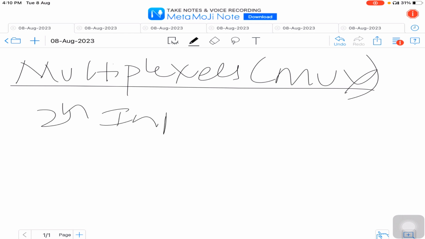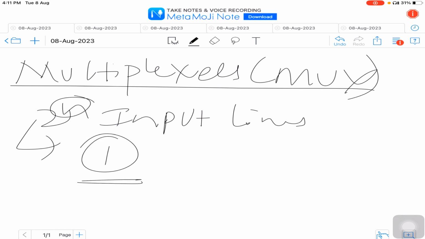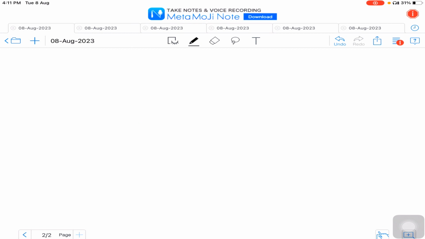lines. So, input here is 2 to the power of n by an n bit address. So, this is the n bit address here and its output line. The number of outputs will always be 1 here. So, what we have to underline is that regardless of the number of inputs, the output will always be 1. There are different examples of multiplexers like 2 to 1, 4 to 1, 8 to 1, 16 to 1 and so on. In this class, let us understand about 4 to 1 MUX.